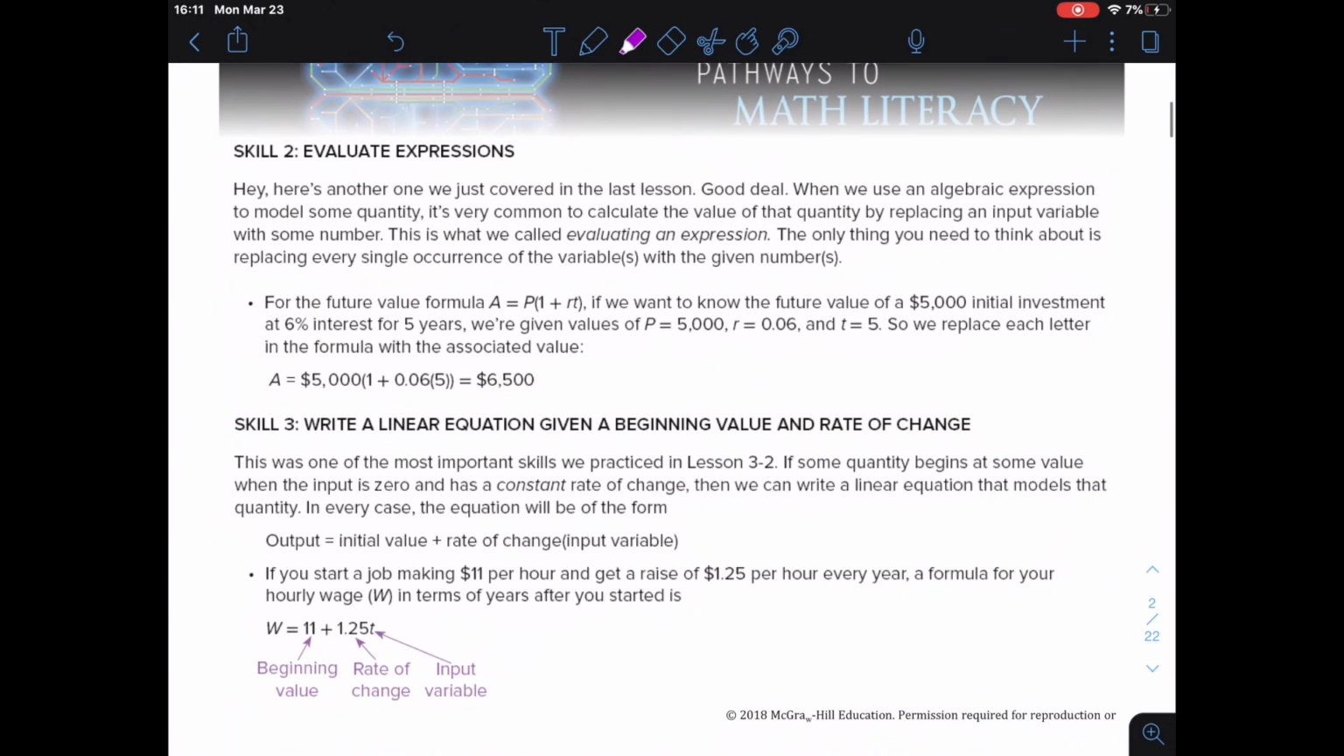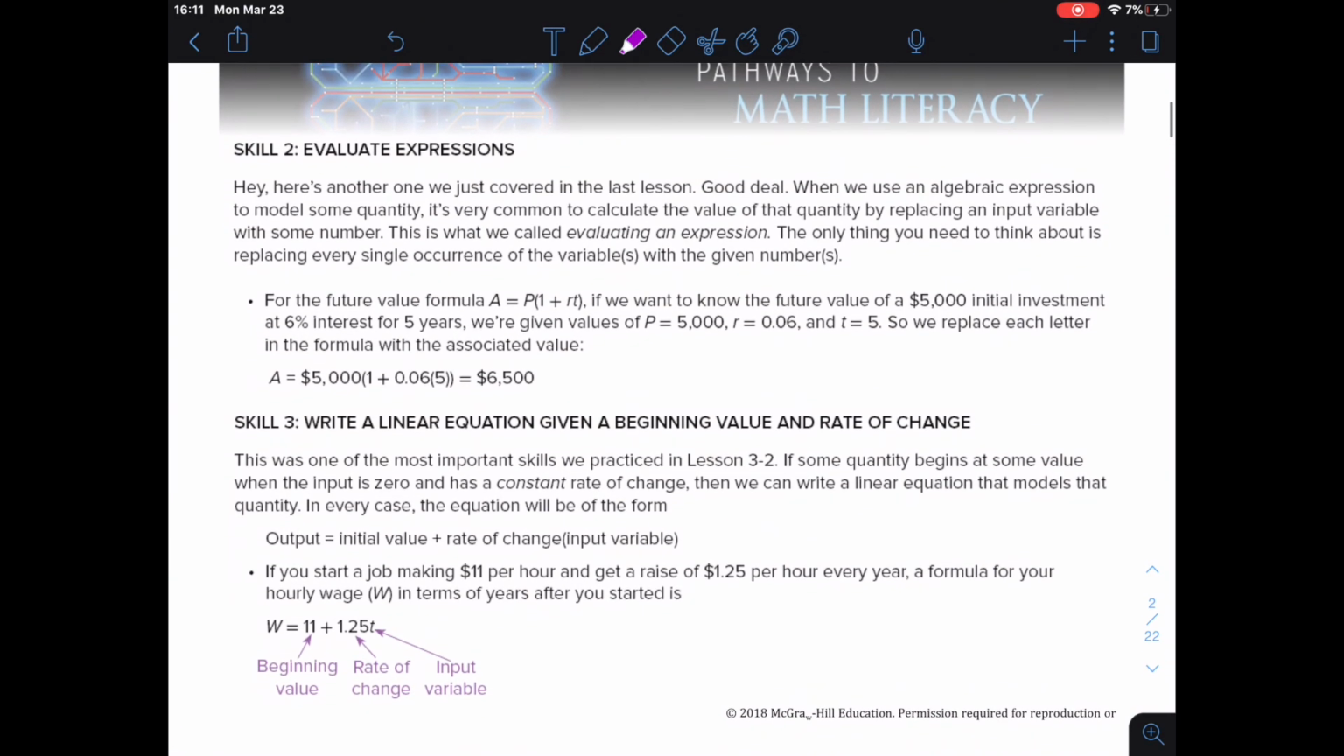Our next one is we want to remember how to evaluate expressions. We saw with our bank accounts, we had the future value formula. The amount was equal to the principal times 1 plus the rate times time. If we have a $5,000 initial investment, that's the value of P. Suppose we have a 6% interest rate. You want to put that as a decimal, so it's 0.06. And we want to see what the value of this account is after 5 years. So T is equal to 5.